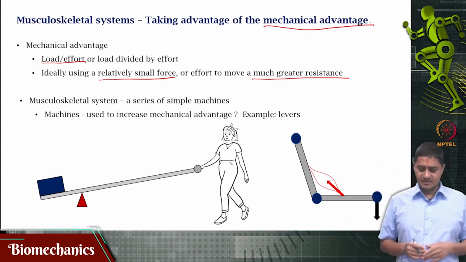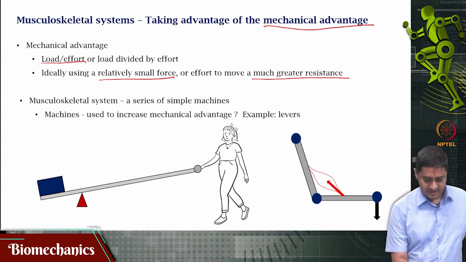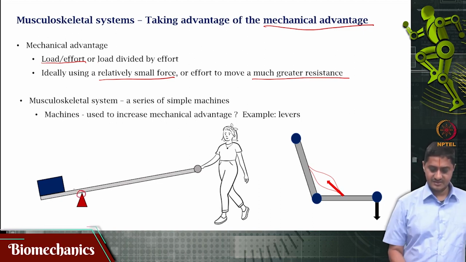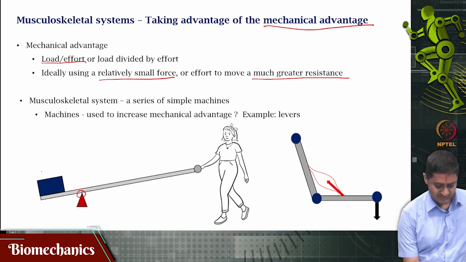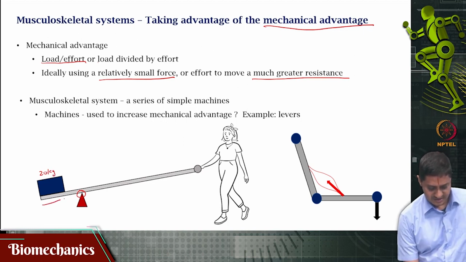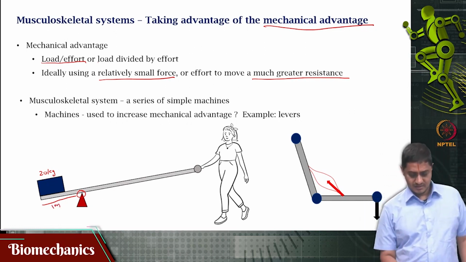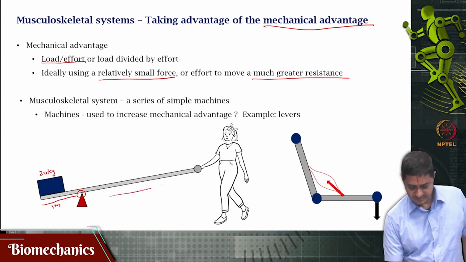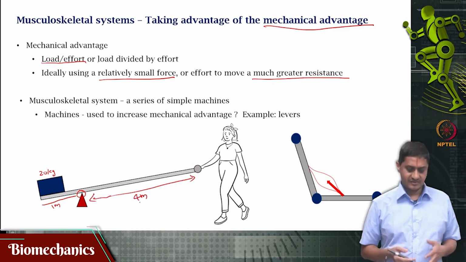So consider this lady who is pushing this load about this pivot. Let us say this is some 20 kg load. Let us assume that this distance is about 1 meter for the sake of discussion, and that is about 4 meters, for example. The point where she is applying the force is 4 meters away.